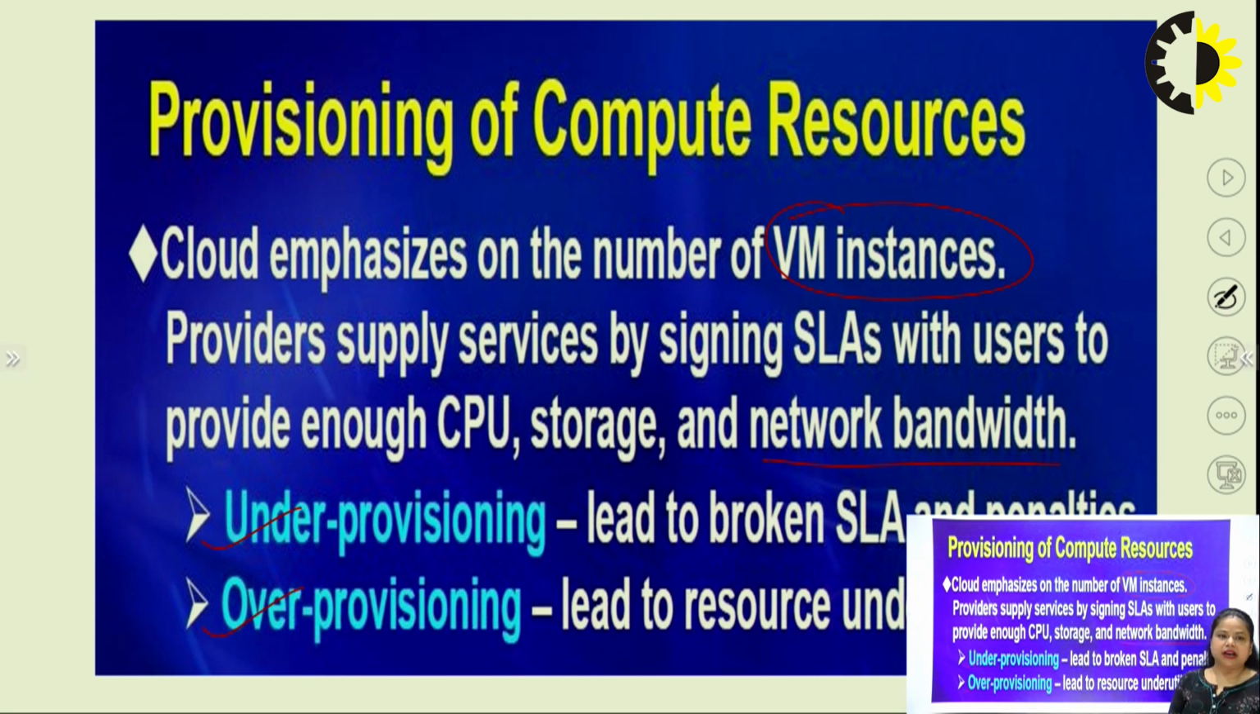Under provisioning leads to a broken SLA and penalties, right? It means whoever breaks the SLA, the service level agreement, whether a user or a service provider, has to undergo the penalty. And the second is over provisioning. Over provisioning leads to resource underutilization, right? Whatever resources are provided, we are not utilizing them in a better way, or we are utilizing them at a very high range as per our demands.